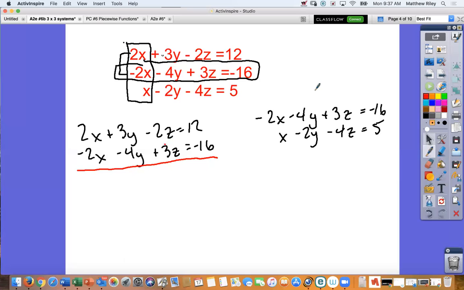So cancel out the x's. Eek. They're already opposites. But up here, my x's are not opposites. So what do I multiply the entire second equation by to get the opposite of -2? 2.